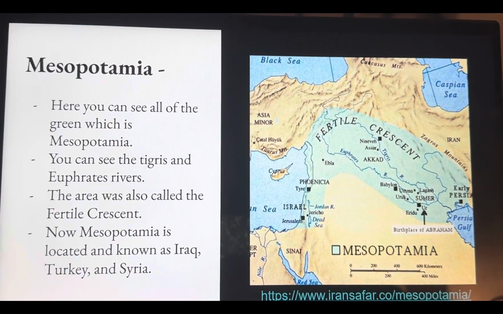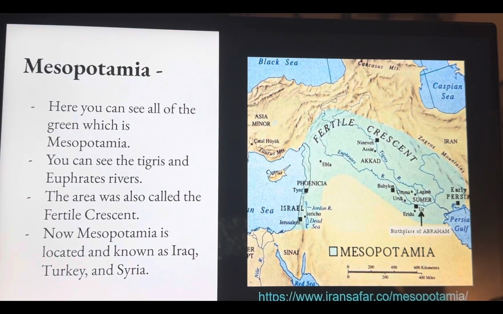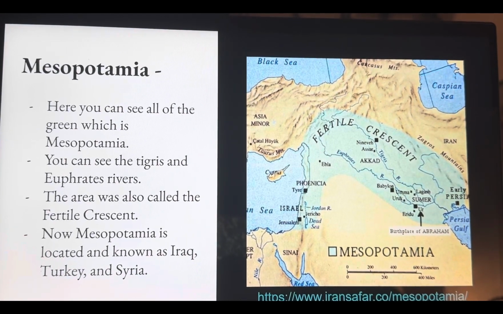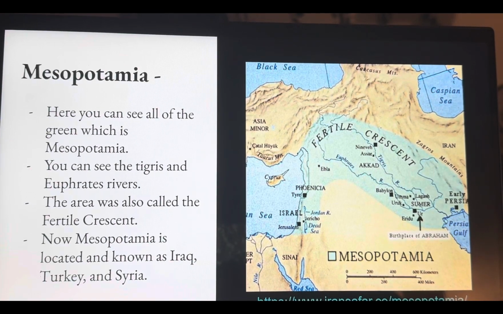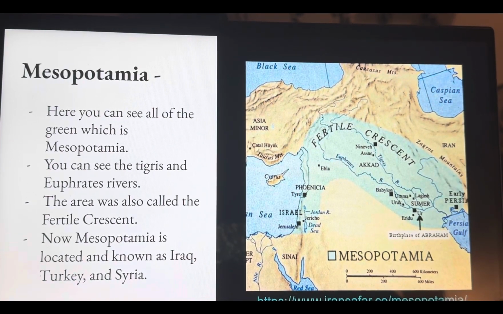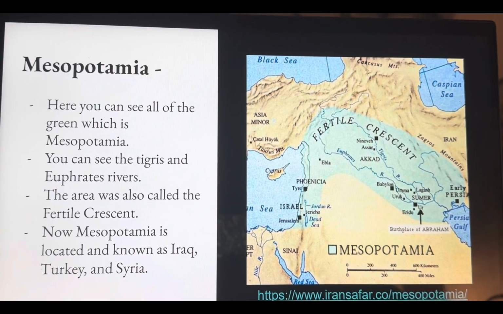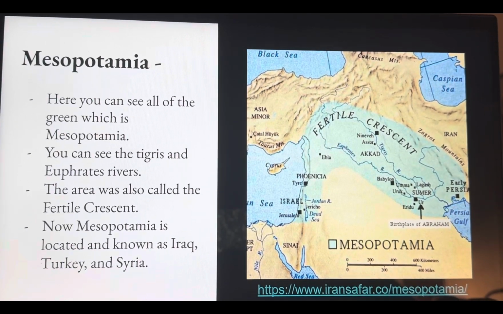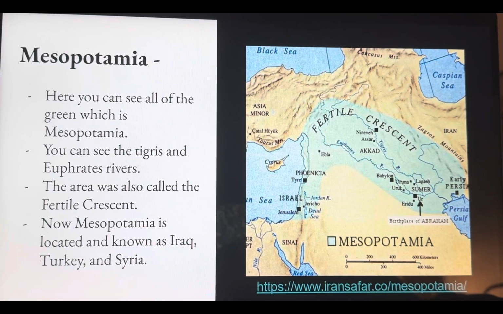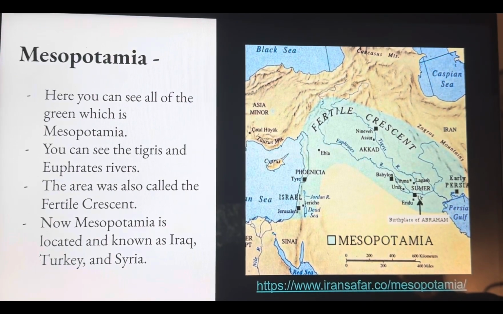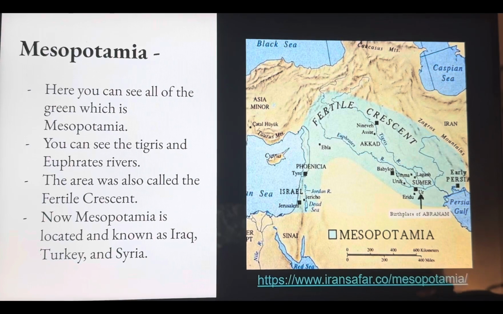Mesopotamia. There's a picture of Mesopotamia on this slide. Here you can see all of the green, which is Mesopotamia. You can see the Tigris and Euphrates River, which flows through it. The area was also called the Fertile Crescent. Now Mesopotamia is located in what is known as Iraq, Turkey, and Syria.